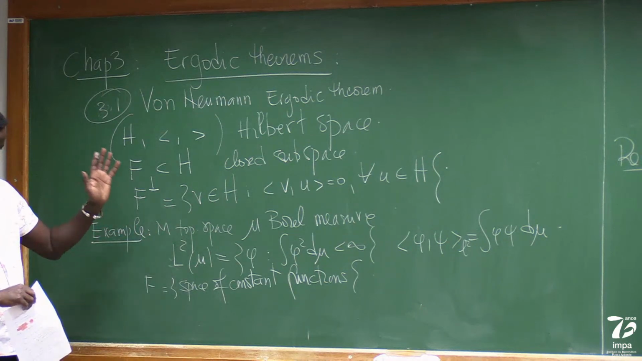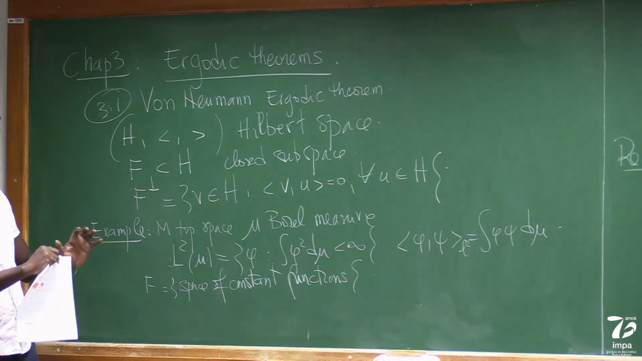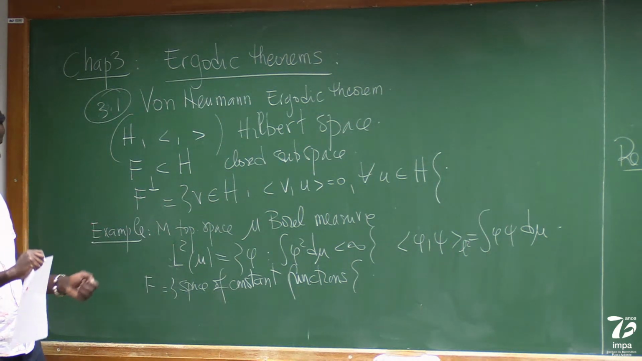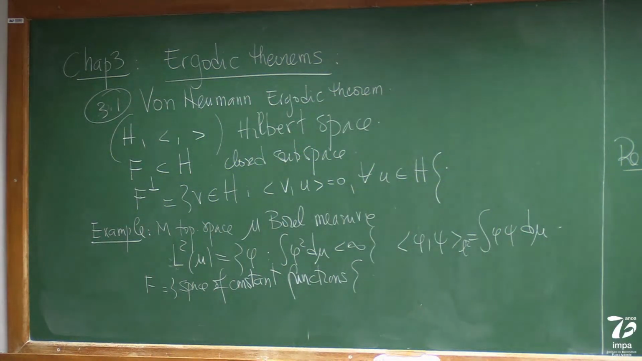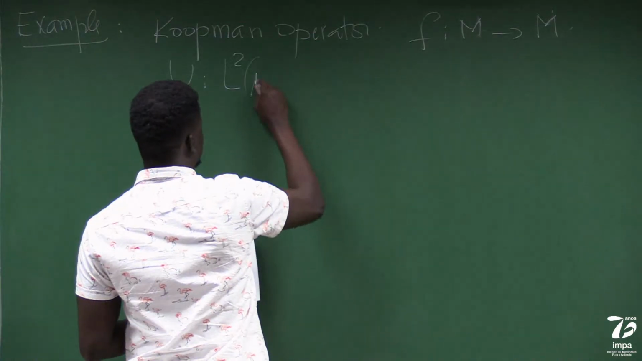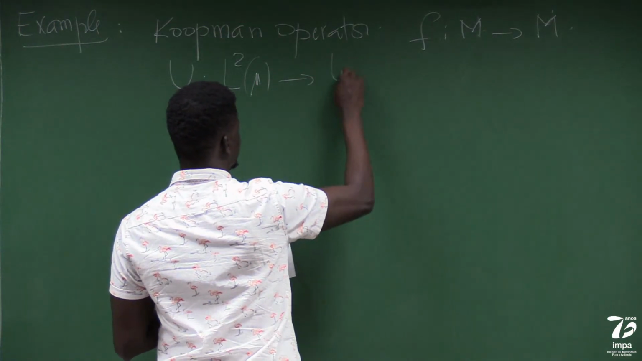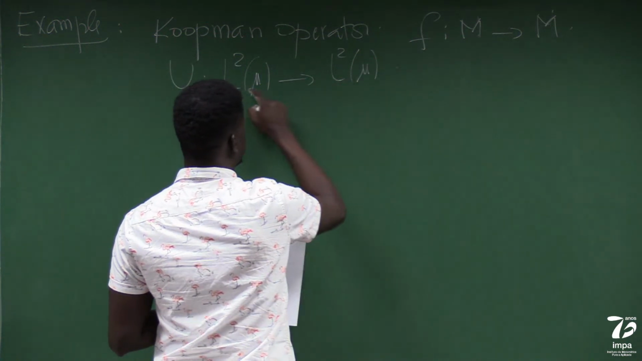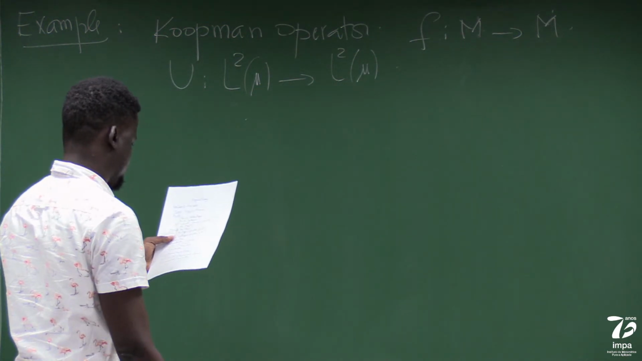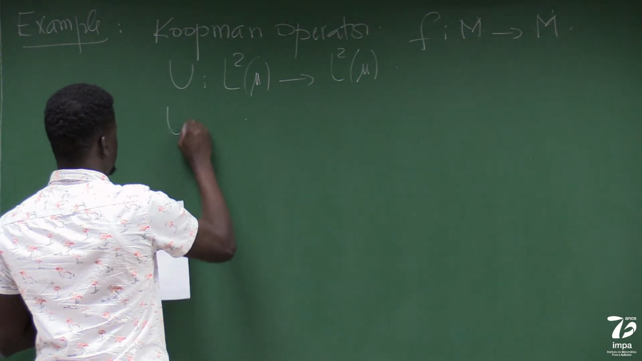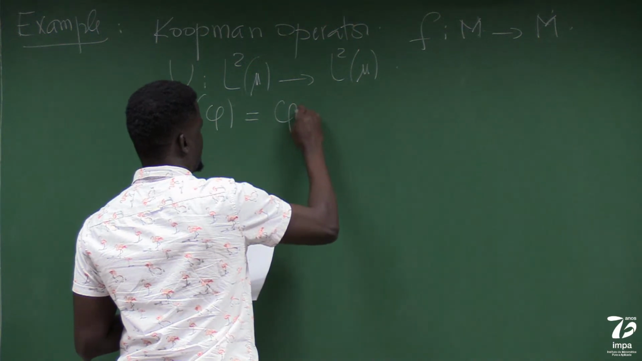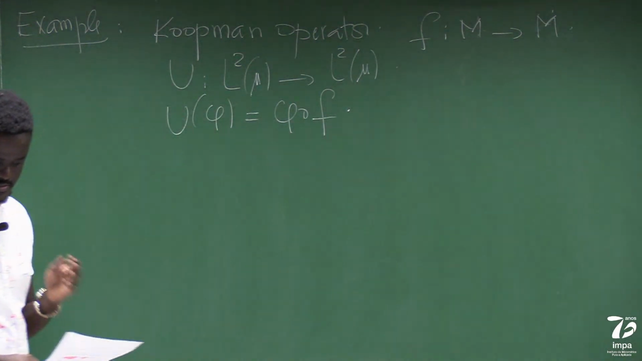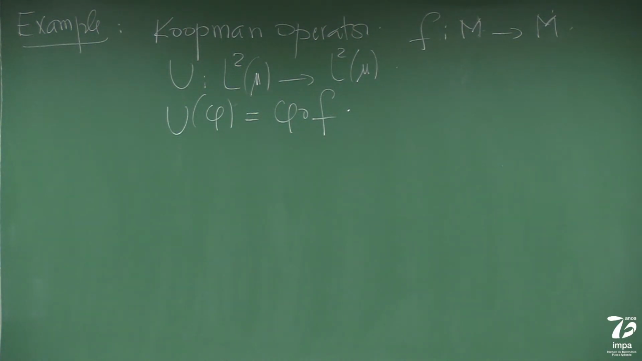Little l is something else, the space of sequences where the sum of the squares is finite. So this is L2 of mu, which is H, the Hilbert space. So U of phi equals phi composed with F. So this is the Koopman operator.